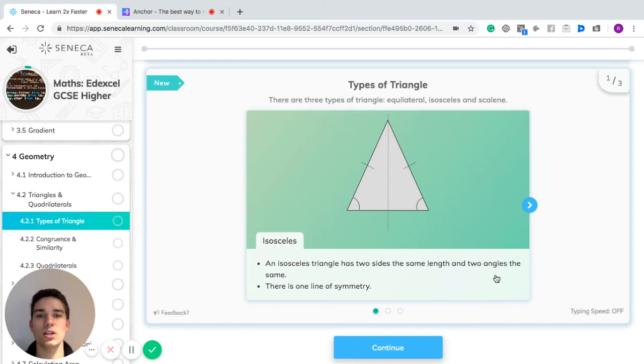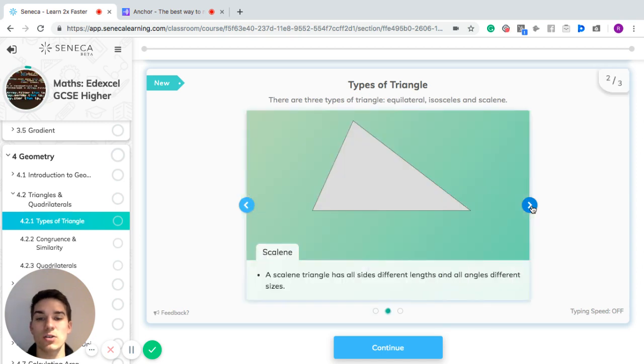So in this episode, we're going to look at the different types of triangles. There are three types of triangles that you need to know about, and they are equilateral, isosceles, and scalene. Isosceles is a triangle that has two sides at the same length, and the two angles that are at the base of these two lengths are the same. So there's one line of symmetry in an isosceles triangle.